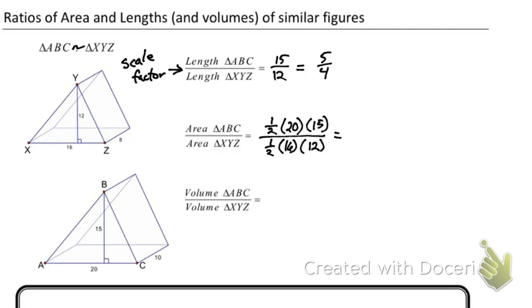Well, half of 20 is 10. 10 times 15 is 150. Half of 16 is 8. 8 times 12 is going to be 80 plus 16, which is 96. Now I want to simplify that fraction as far as I can simplify it. Can someone help me simplifying this? What does that simplify to?